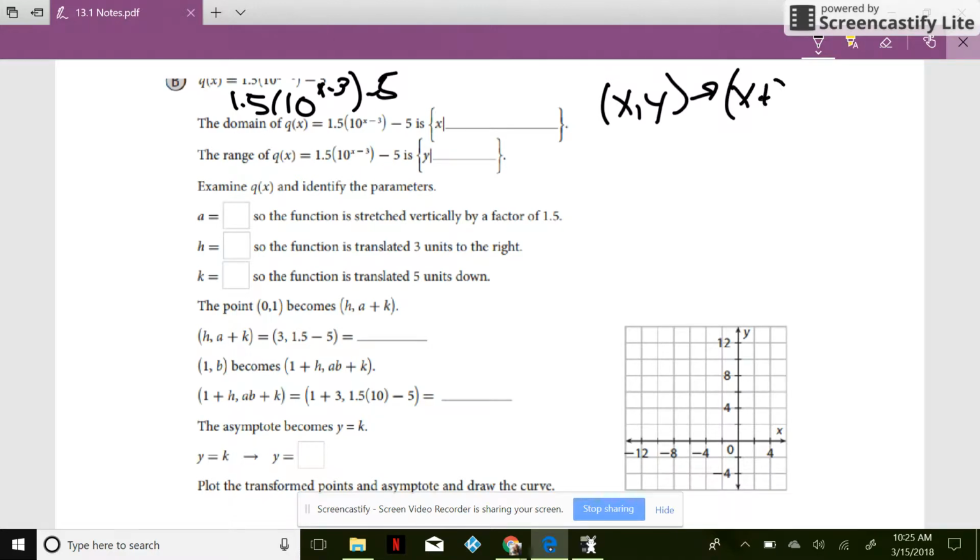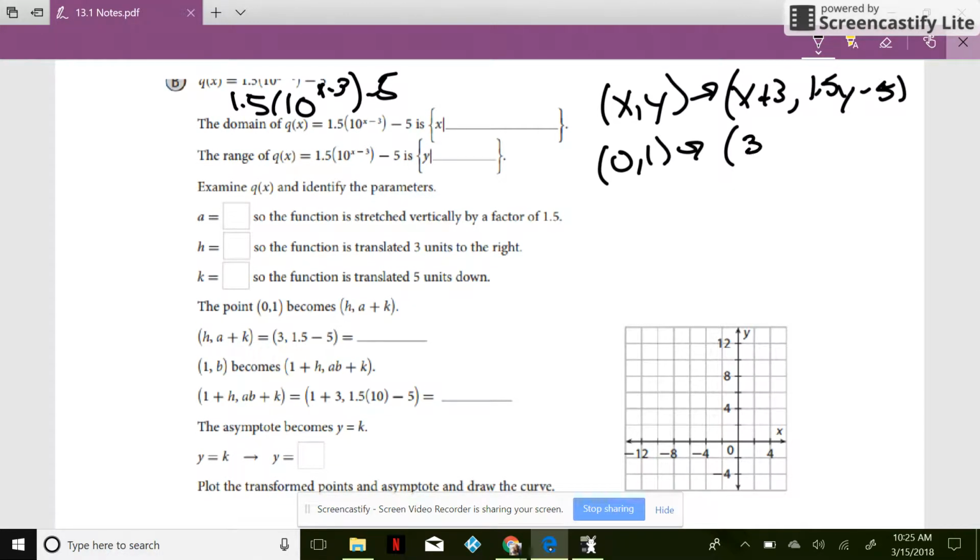So I like to think about how these are affecting our original points. So our x values will need to add 3. Y values will multiply by 1.5 and then subtract 5. So if we start with the coordinates 0, 1, 0 plus 3 is 3. 1 times 1.5 is still 1.5, and 1.5 minus 5 is -3.5. We also have the coordinate 1, 10, because the base is 10. So 1 plus 3 is 4. 1.5 times 10 is 15, and then 15 minus 5 is 10. So those are our two coordinates we're going to use.